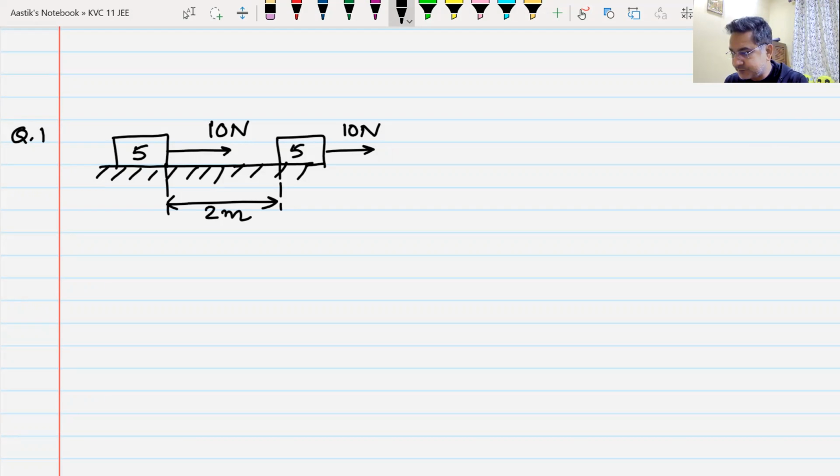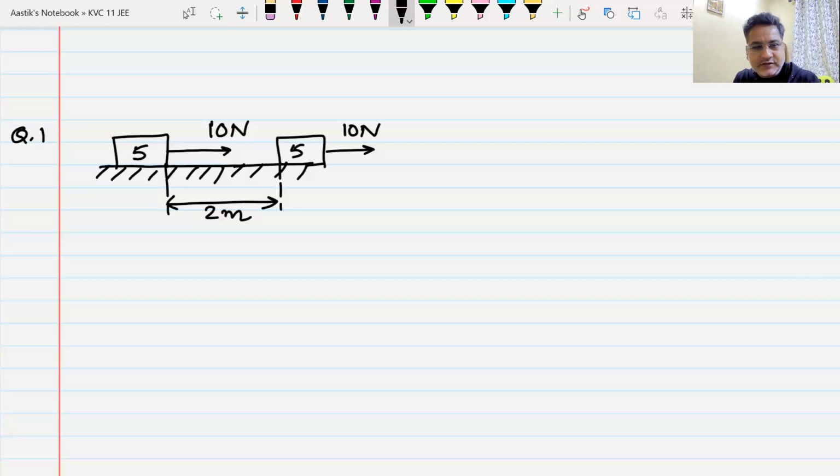How many forces are working on this body? It's a simple question, without any hidden agenda. How many forces are working on this body, beta? One. Anyone else with a different answer? 4. What are the 4 forces? Normal force, gravitational force, applied force, frictional force.